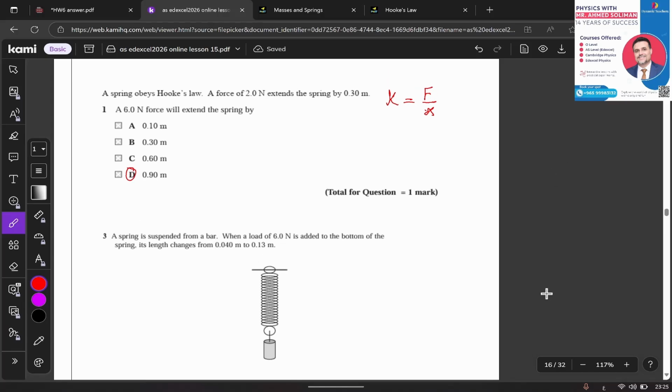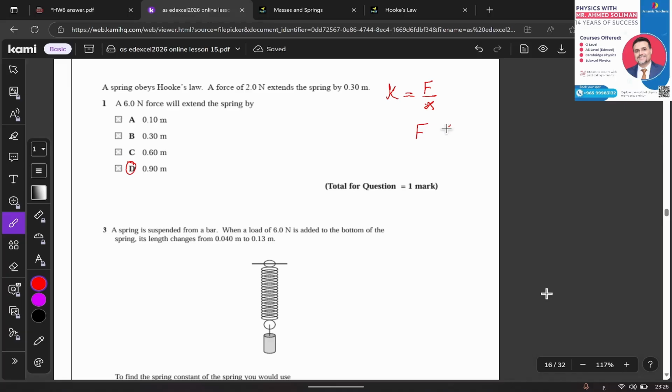I will show also another method. Instead of finding K, we can write what is the relationship between force and extension, directly proportional, right? So it means F1 over x1 equal F2 over x2, which is equal K because K is constant. It's the same thing if you use M1 over x1 equal M2 over x2. It will make you solve this question faster.